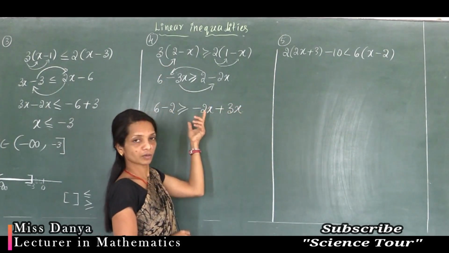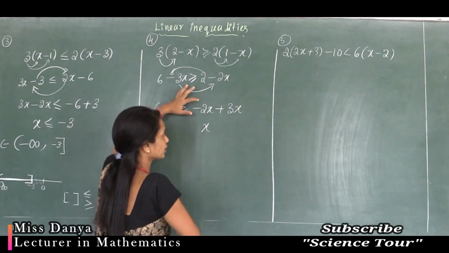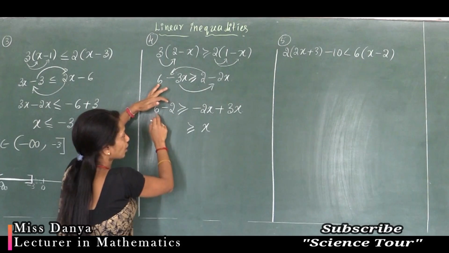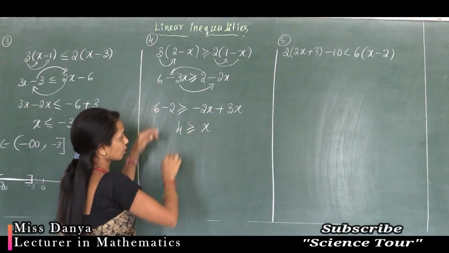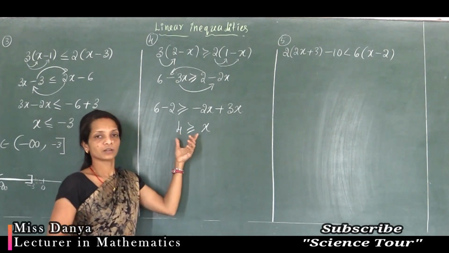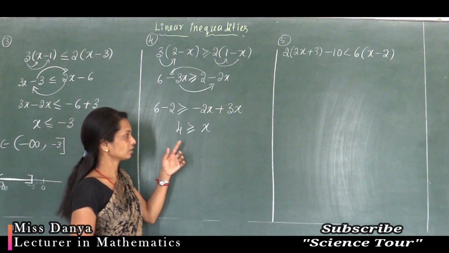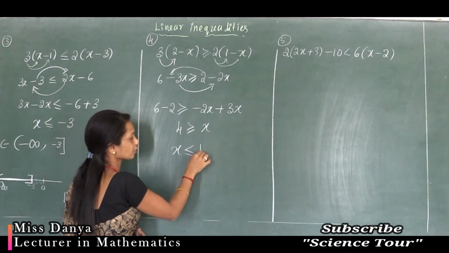Now 3x minus 2x, that is what? That is 1x, we write that as x. And the same inequality symbol you have to write, and here we have 6 minus 2. 6 minus 2 simplifies to 4. I'll write this inequality in another way. 4 is greater than or equal to x. Writing like this is the same as x less than or equal to 4.